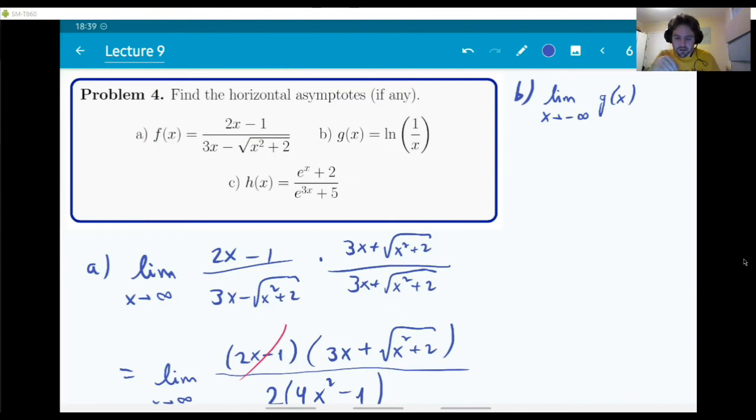It does not exist. Remember, you cannot take ln of a negative number. If x is going to minus infinity, 1 over x is also negative, and ln of a negative number does not exist. So there you have it. But what about plus infinity?